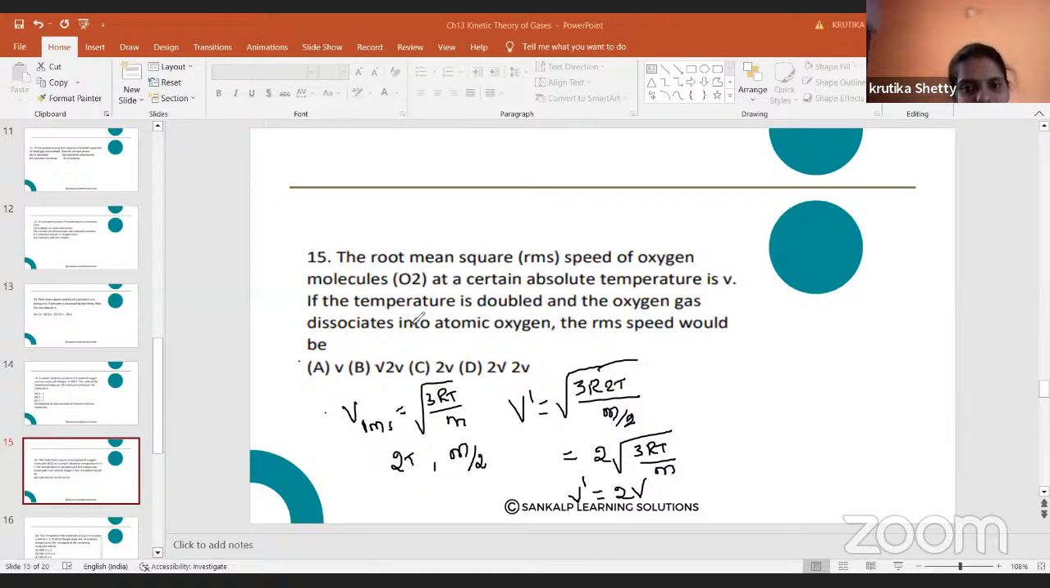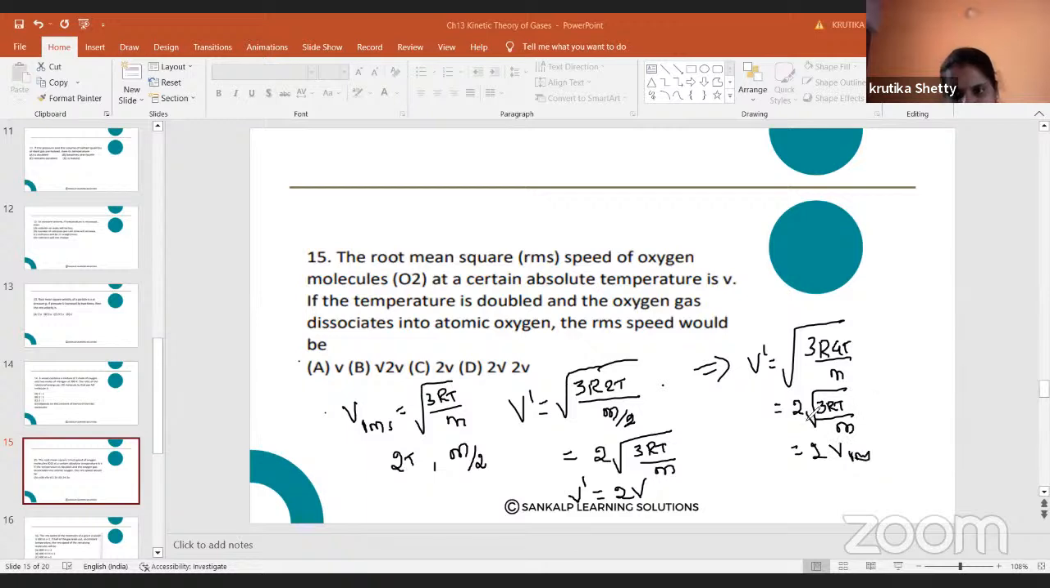Temperature is becoming twice, therefore 2T. As it is getting dissociated, M is becoming M by 2. So if the 2 goes to the numerator, it becomes 4T. So this is V dash is equal to under root of 3R, that is 4T upon M. If I take this 4 out of the root, then it becomes 2 under root of 3RT divided by M. So this is nothing but 2 times the initial VRMS, which we have taken here. Right? Look here at equation 1, that is the same. Yes. So, is it clear? Yes, okay. So let us go for the next question.